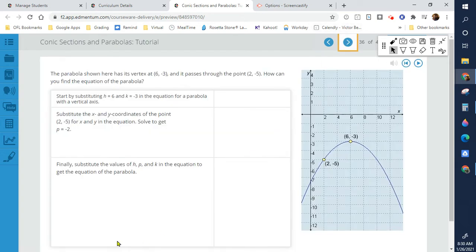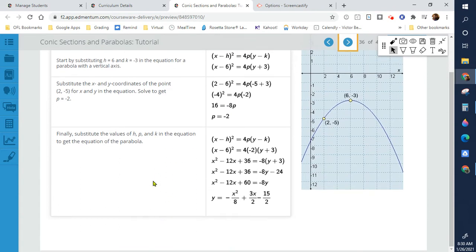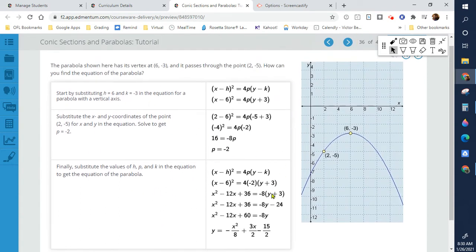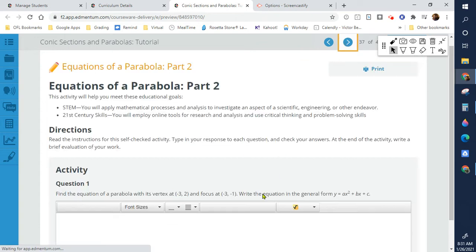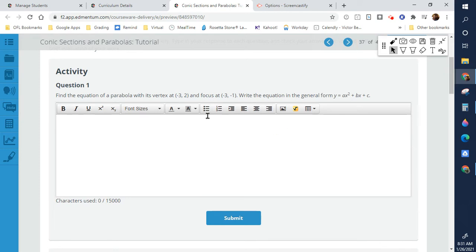All right, let's see what we have here. And then they show us how to do it from the standpoint of a point. So if we have a point on the parabola, we're just substituting that point into the x and the y. That's going to help us solve for p. As soon as we have p, we can plug in p and our vertex to get the equation of the parabola, which they're going to do here. So we have a vertex, we have a focus, and we want it in this given form.